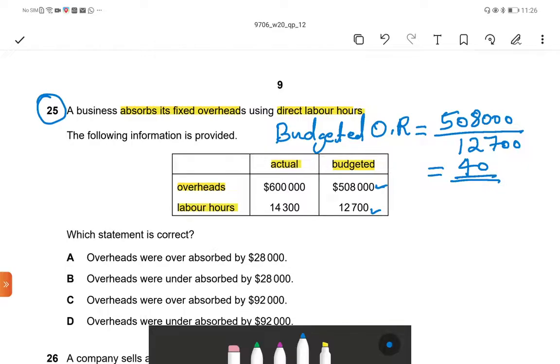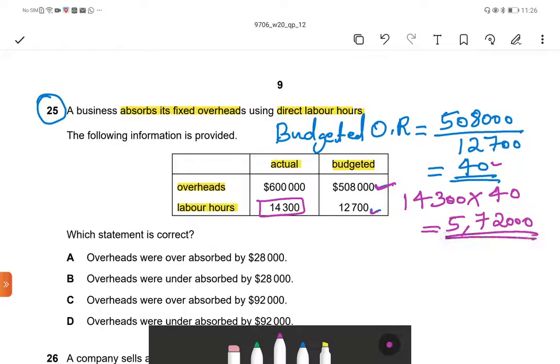Next, now we have to calculate the budgeted overhead for the labor hours 14,300. The 508,000 is the budgeted overhead for 12,700 units. So what will be the budgeted overhead for the 14,300 flexed budget? That is 14,300 multiplied by the budgeted rate of 40. That is 572,000. But what is the actual overhead?